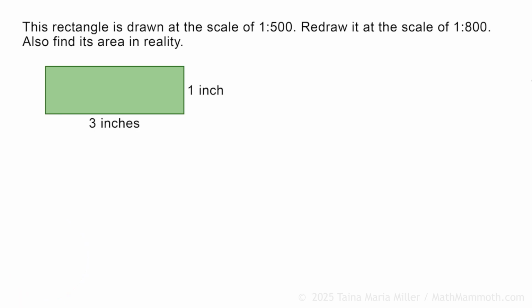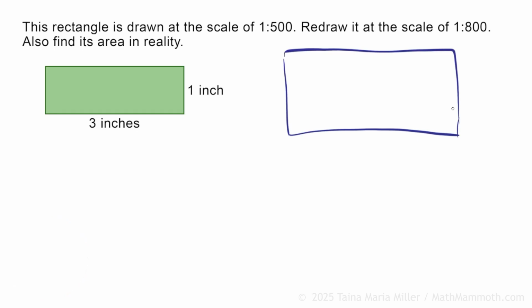Here we have a rectangle. It's drawn at the scale of 1 to 500, and we need to redraw it at a different scale. Also, find its area in reality. One way to do this is to calculate these 2 dimensions in reality, first of all, and then do the redrawing, then figure out what the dimensions will be when it's redrawn at the scale of 1 to 800. If I sketch here what it will be in reality, okay, this is signifying the rectangle in reality, and each inch corresponds to 500 inches in reality, so this side is 500 inches, and this would be 1500.